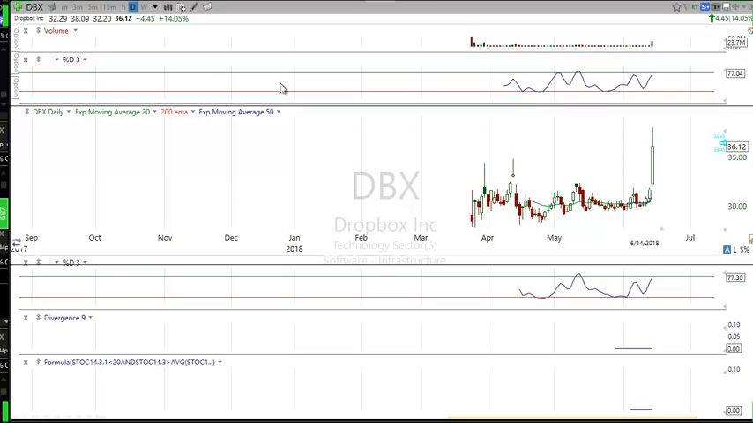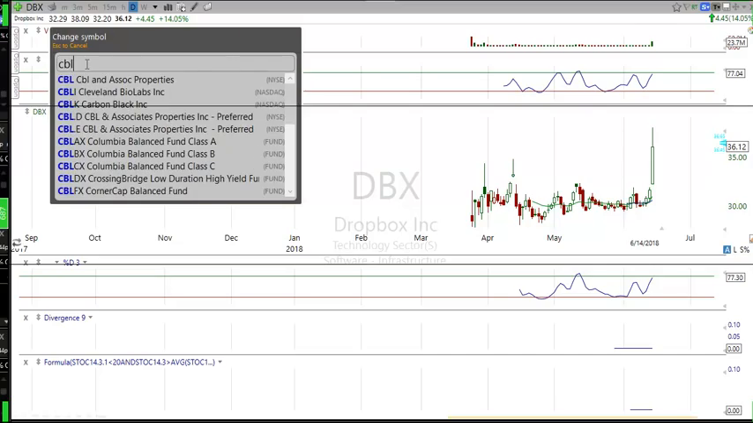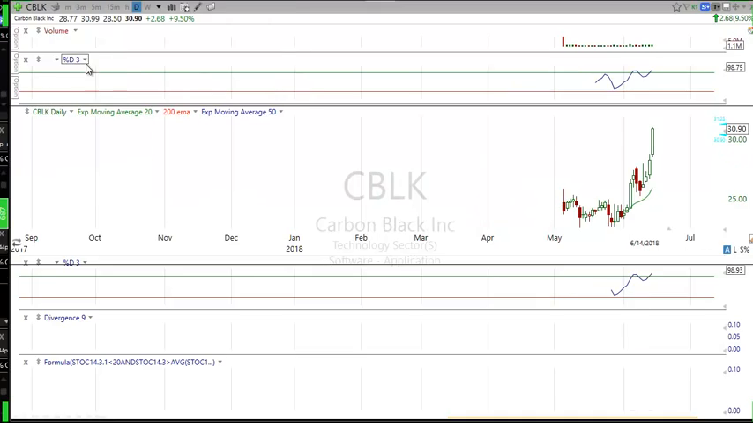Because they're not selling off. They're just waiting for people. Waiting for people to get in, and then it's going to pop. That was a really nice one. The CBLK, Carbon Black. Again, sideways consolidation really for a month, and now really just starting to take off.